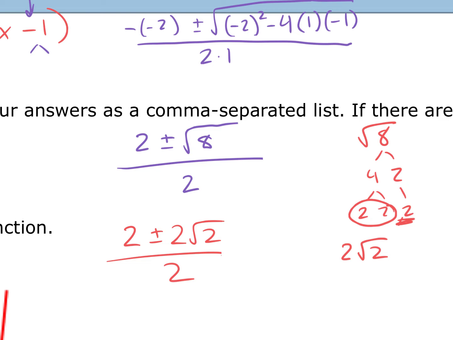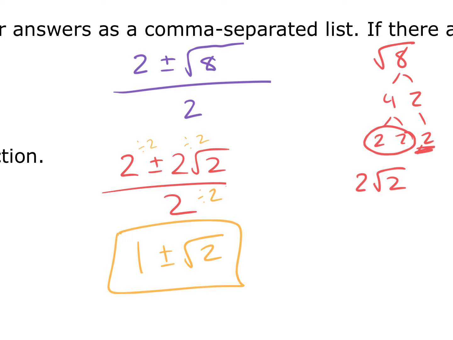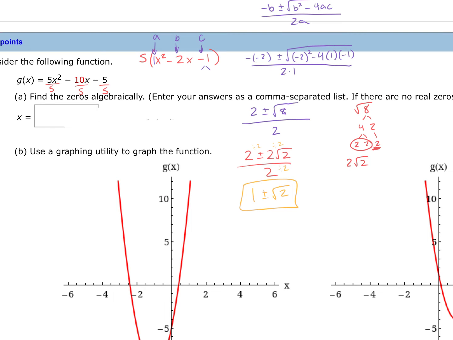Now can I simplify this? Yes, how? Does it just cancel? I'm going to divide everything by 2, and what am I left with? Perfect. 1 plus or minus square root 2. So I divide everything by 2. This turns into 1 plus or minus square root 2. So our zeros would be 1 plus square root 2, comma 1 minus square root 2, because there's 2 of them there.